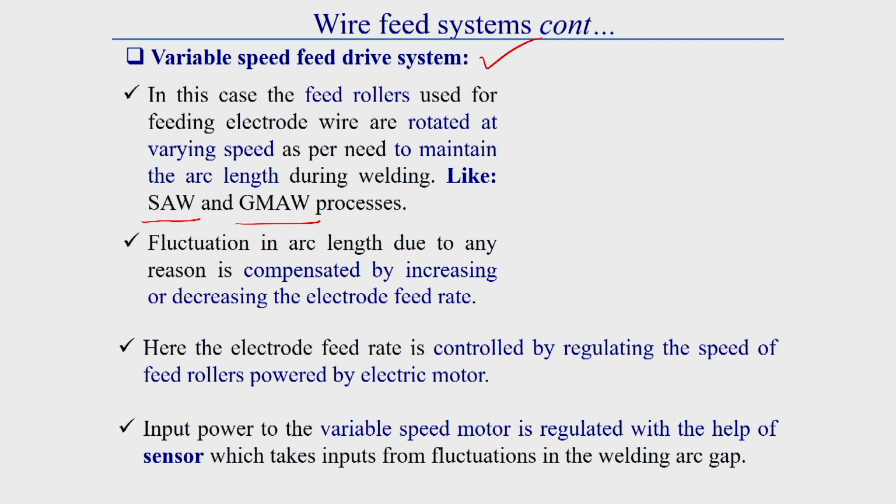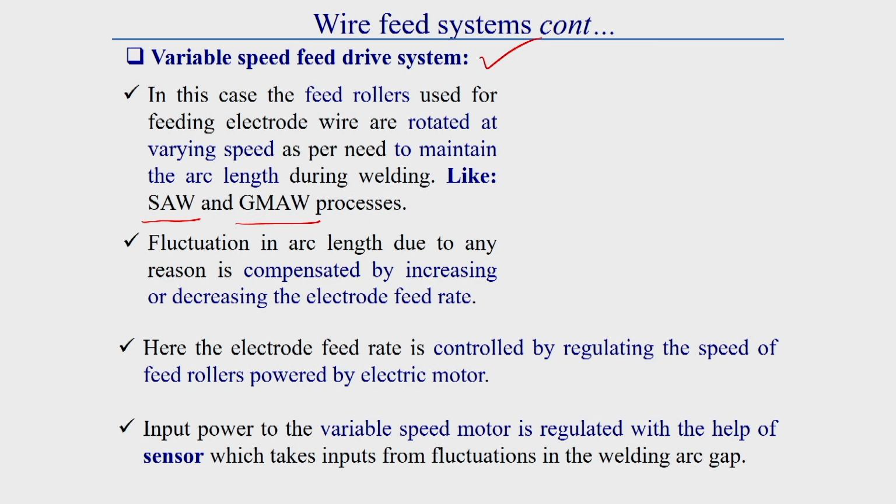Here fluctuation in arc length due to any reason is compensated by increasing or decreasing the electrode feed rate. The electrode feed rate is controlled by regulating the speed of the feed roller, which is powered by an electric motor. Input power to the variable speed motor is regulated with the help of a sensor, which takes input from fluctuation in the welding arc gap.